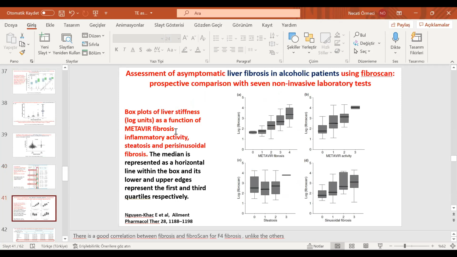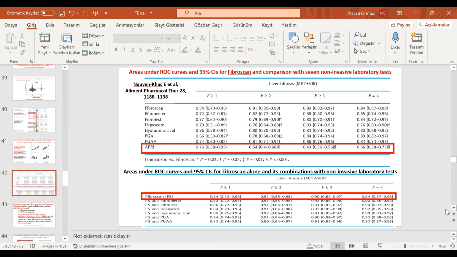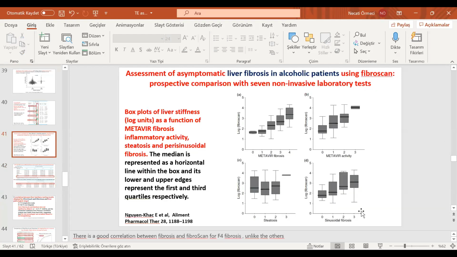So in these slides, again, liver fibrosis in alcoholic patients using FibroScan, a prospective comparison with 7 non-invasive laboratory tests. Box plots of liver stiffness as a function of fibrosis, METAVIR inflammatory activity, steatosis, and perisinusoidal fibrosis. If you look at the fibrosis, there is a good correlation between F4, F3, F2, F1, and F0. However, METAVIR activity is not regularly correlated. Also, steatosis and perisinusoidal fibrosis are not regularly correlated with each other.